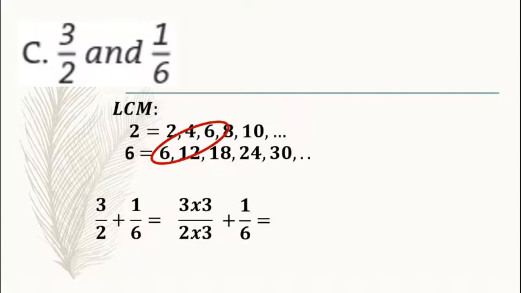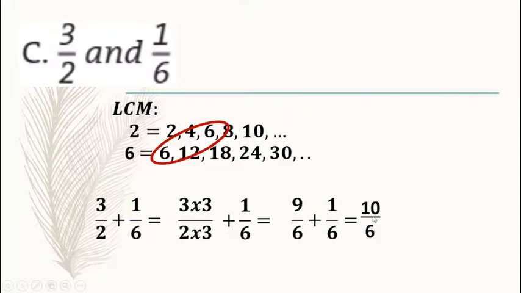Plus 1/6. So we need to solve this one. 3 times 3, that is 9. 2 times 3, it's 6. So we have 9 over 6 plus 1/6. Now that we have like fractions, we need to copy our denominator and add our numerators. 9 plus 1, that is 10 over 6. Is this our final answer?